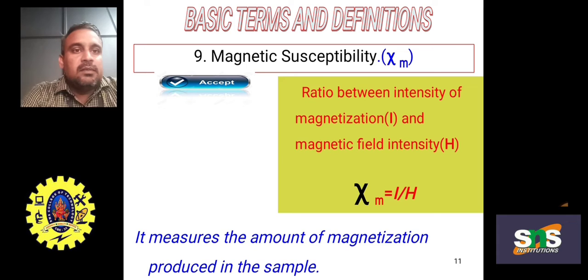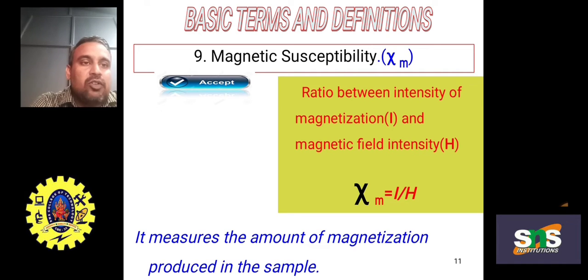Then the next important term is magnetic susceptibility, chi m. The susceptibility is the ratio between the intensity of magnetization I and the magnetic field intensity H. So we already know that I is the measure of converting a non-magnet into a magnetic material. The magnetic field intensity is the amount of force experienced by the magnetic material, so the ratio I by H equals magnetic susceptibility.